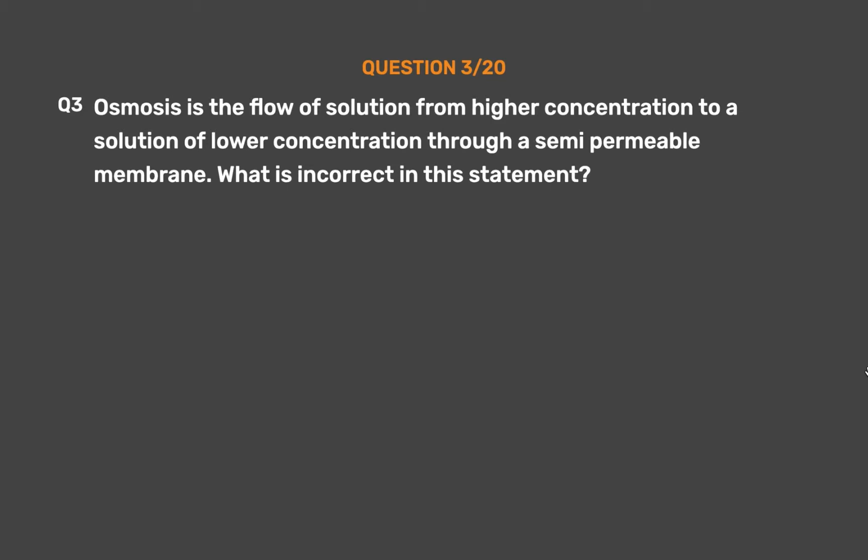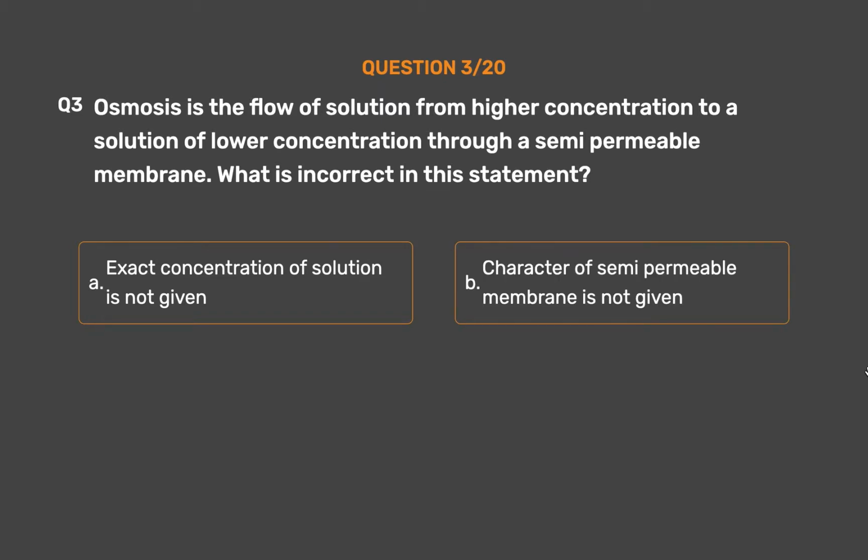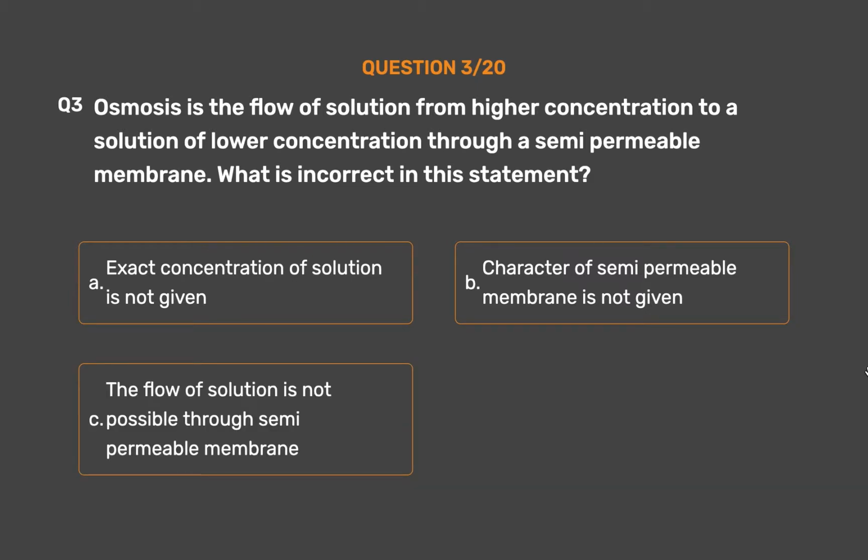Question number 3. Osmosis is the flow of solution from higher concentration to a solution of lower concentration through a semi-permeable membrane. What is incorrect in this statement? Option A. Exact concentration of solution is not given. Option B. Character of semi-permeable membrane is not given. Option C. The flow of solution is not possible through semi-permeable membrane. Option D. All are incorrect.